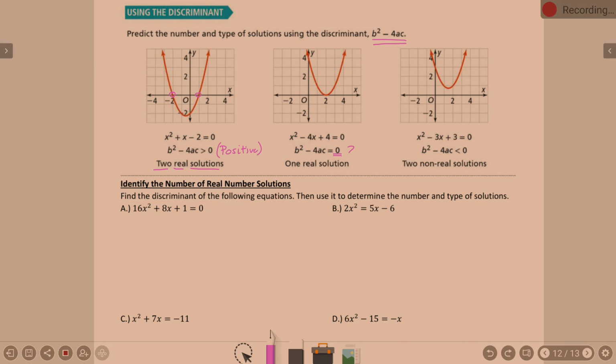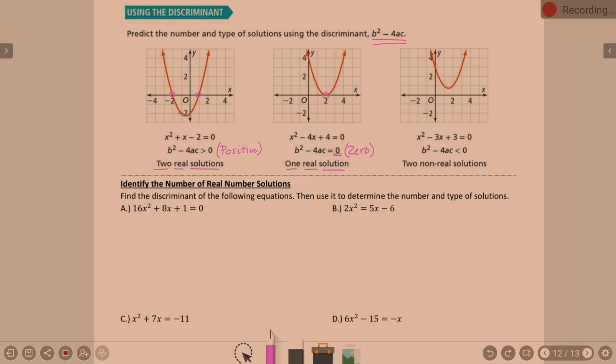The next option is if b squared minus 4ac equals 0. This means you get 0 under the radical. We just had that happen two examples ago. When b squared minus 4ac equaled 0, there was just one solution. That's saying the parabola touches the x-axis once.